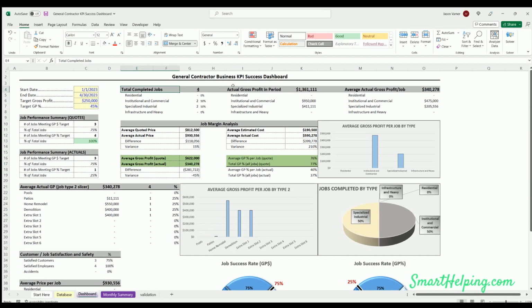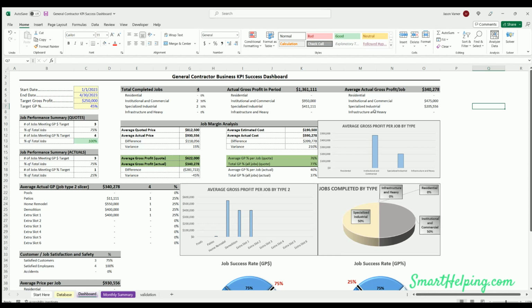You've also got a high level look up here showing you in this period how many jobs were completed, how many jobs were completed by type and the percentage. You've got the total gross profit earned in the period for each type here, and then the total across all the jobs. And then you've got the average actual gross profit per job. So in this case, we've got 2 institutional and commercial jobs. Total gross profit was $950, and then the average per job was $475.